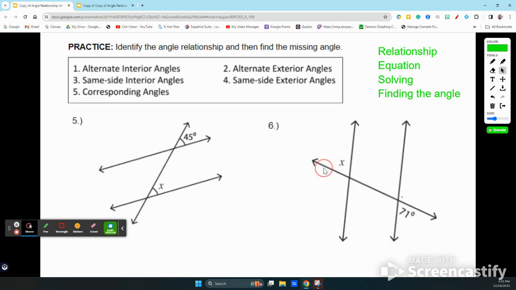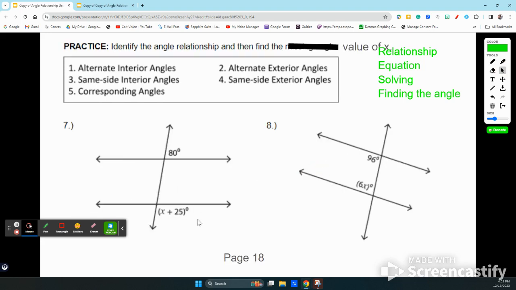For example, the front is all easy, but then on the back, when you're doing number 7 and finding the angle, when you solve for x, you're going to have to substitute back in to find out what the angle is. So those are your steps: write the relationship, write the equation, solve, and find the angle.